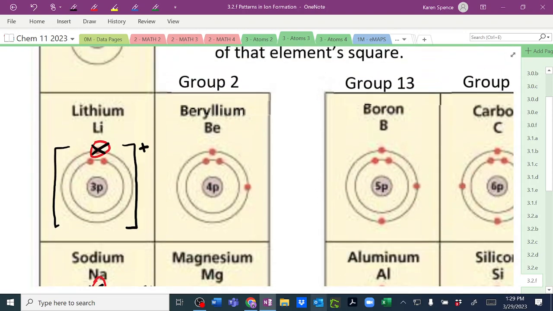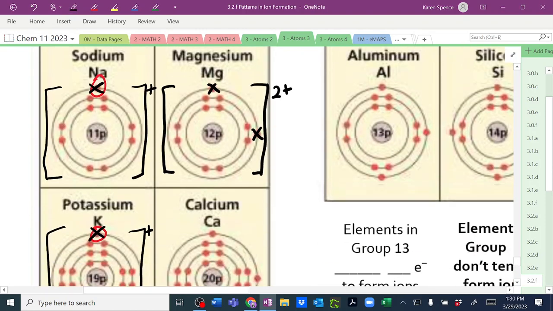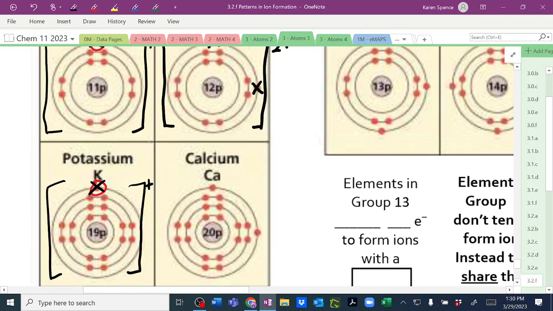Column number 2, group 2. How many valence electrons? 2 valence electrons. So 2 electrons go away. What's the charge going to be? It's going to be 2+. And the same thing for magnesium, 2+. And the same thing for calcium. Those 2 outer electrons go away, and we're left with 2+.